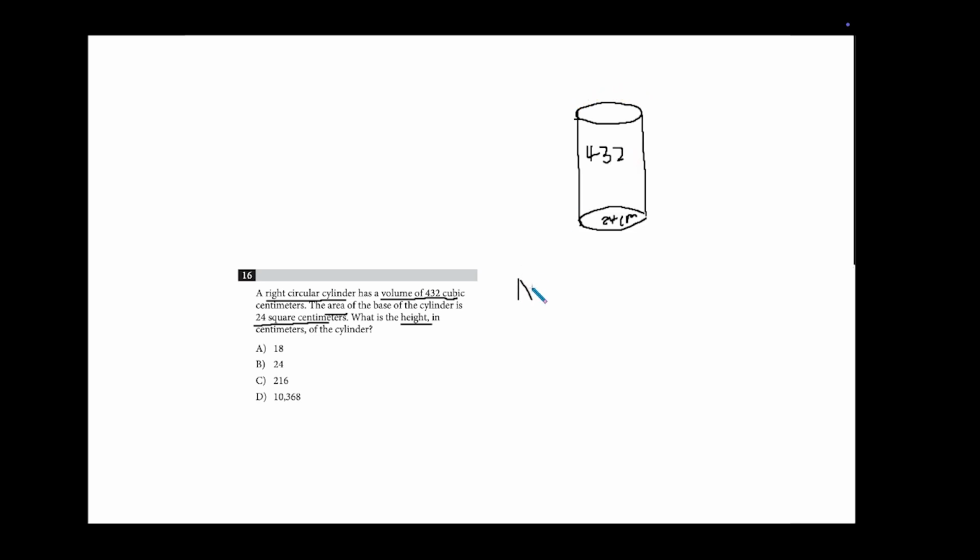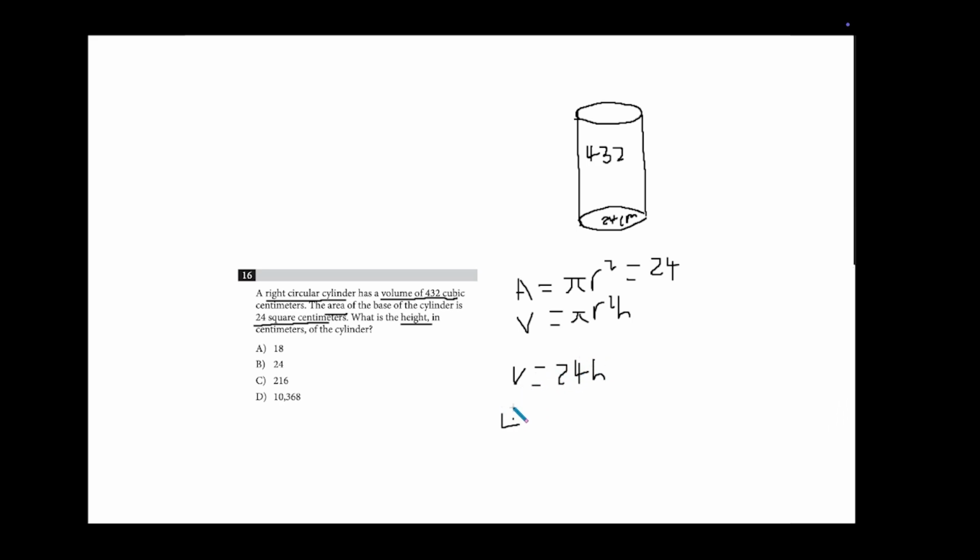So with our cylinder drawn and our volume and area shown, we can say the area of a circle, which is our base, the shape of the base of a cylinder, is equal to pi r squared, and the volume of a right circular cylinder is V equals pi r squared height. So we know our area of the base is 24 square centimeters, and we can see that pi r squared is the same pi r squared used in our volume, so we can input that into our volume equation.